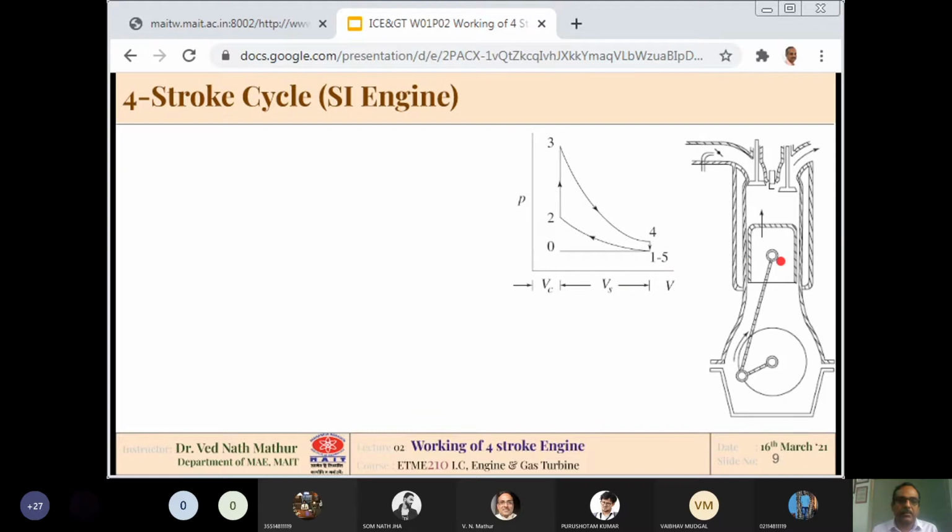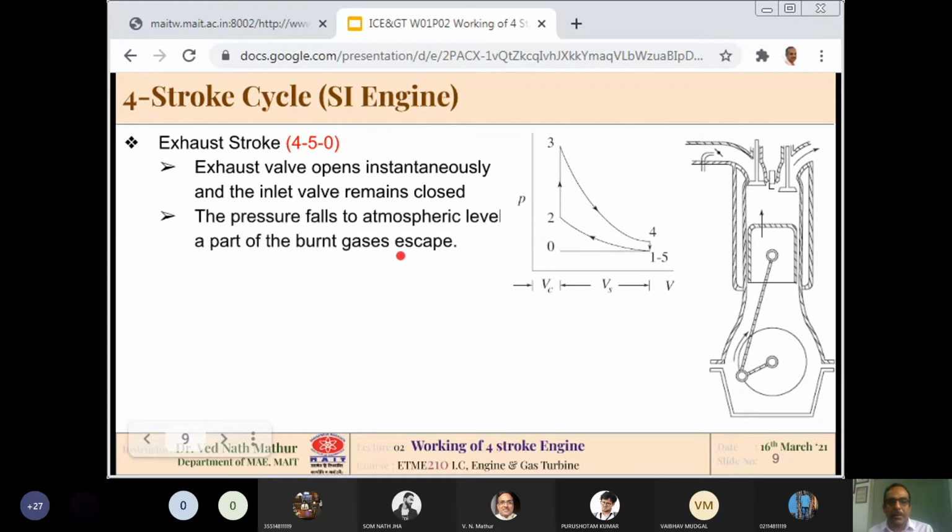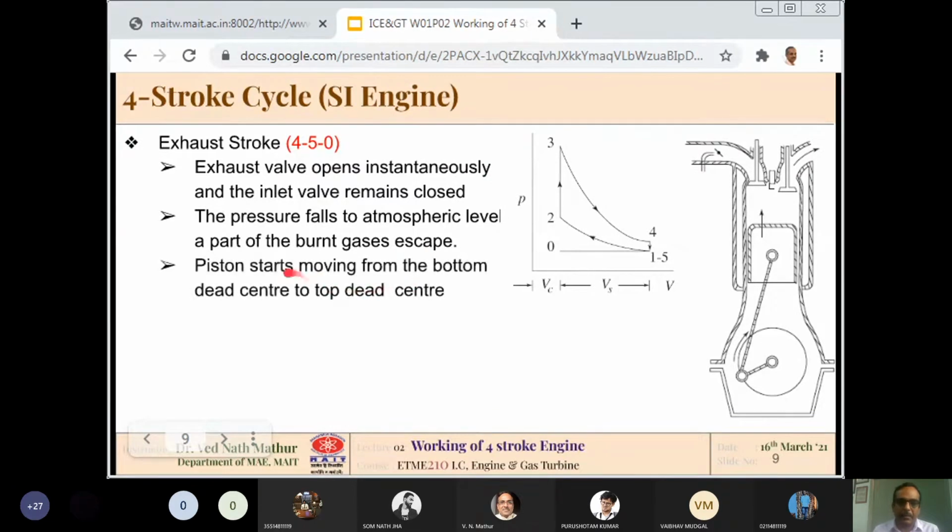Then comes the last stroke, the exhaust stroke. So this is represented by 4-5-0. So 4-5-0 is the exhaust stroke. The exhaust valve opens instantaneously and the inlet valve remains closed. The pressure falls to atmospheric level and a part of the burnt gases escape. The piston starts moving from the bottom dead center to top dead center.